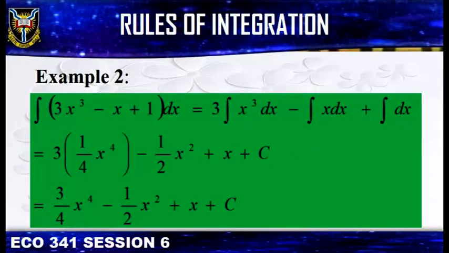Example 2. Integral of 3x cubed minus x plus 1 in bracket dx is equal to 3 integral x cubed dx minus integral x dx plus integral dx, is equal to 3 into bracket 1 over 4 x raised to the power 4 minus 1 over 2 x squared plus x plus c, is equal to 3 over 4 x raised to the power 4 minus 1 over 2 x squared plus x plus c.